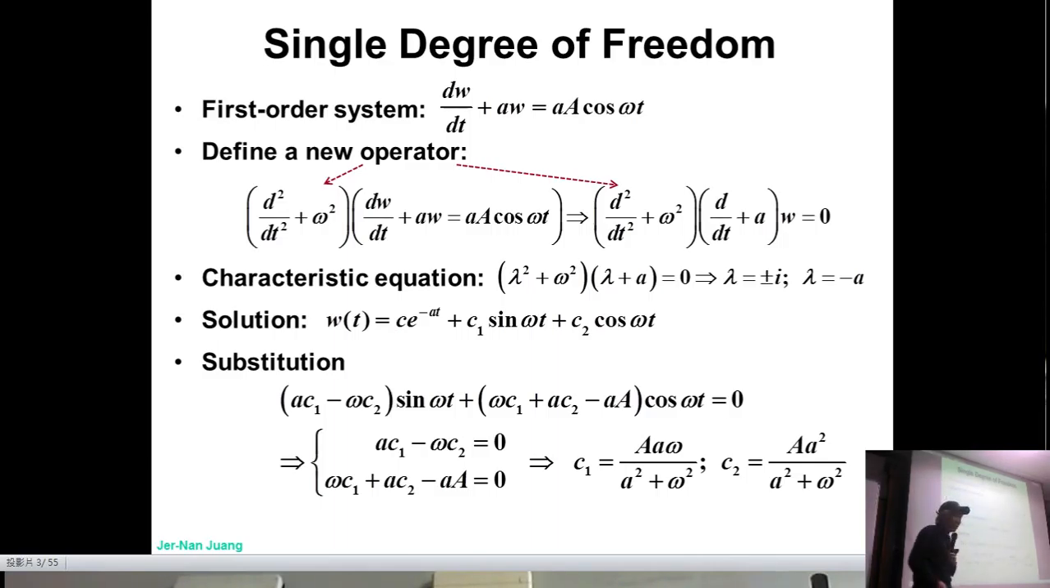So if I sub these solutions into that equation, then that's how I get C1 and C2. Okay, agree? Any problem? No? Okay. So I got C1 and C2 solved. Now C1 and C2 will be functions of capital A, small a, and omega.